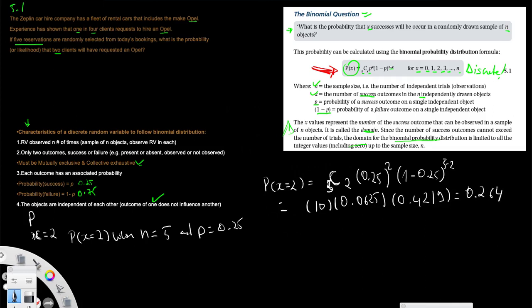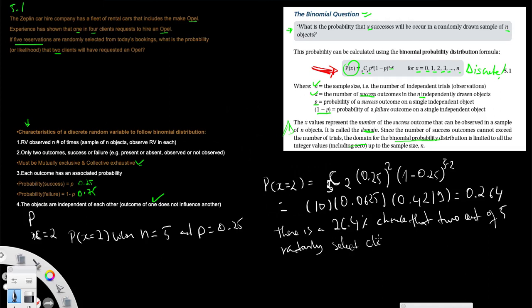In the end you get 0.264. Like I always say, when you get an answer like this, the thing that you need to do is put that in percentage, which tells us that there is actually a 26.4% chance that 2 out of 5 randomly selected clients will request an Opel.